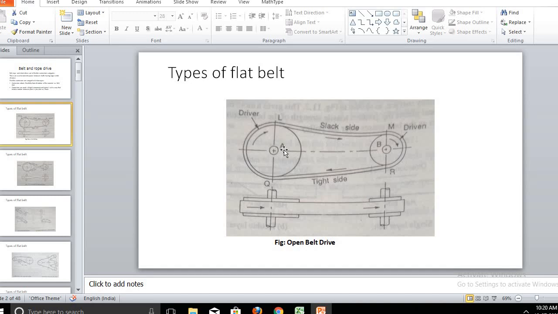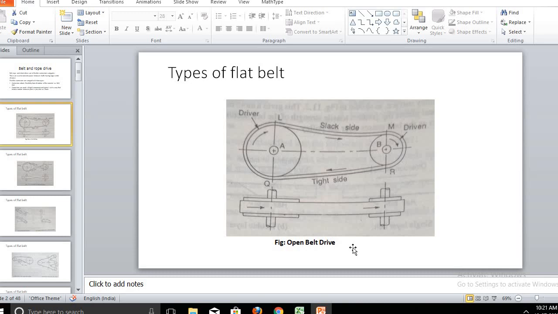Both the pulleys rotate in the same direction. If the driver rotates clockwise, the driven also rotates clockwise. So this arrangement is called an open belt drive. The driver rotates in the same direction as the driven shaft, and the two shafts are attached by means of this belt. Schematically the belt is represented with some thickness. This arrangement is called the open belt.